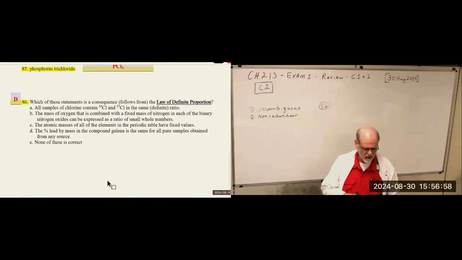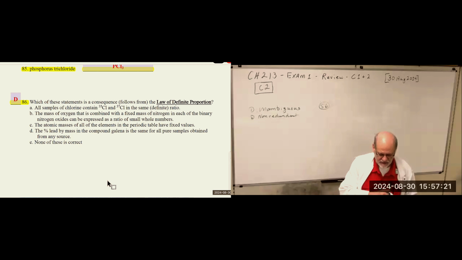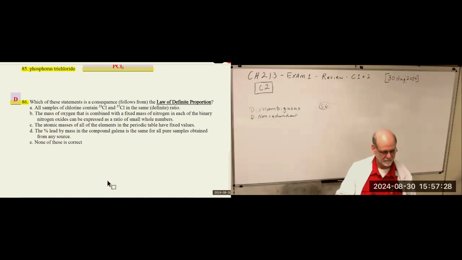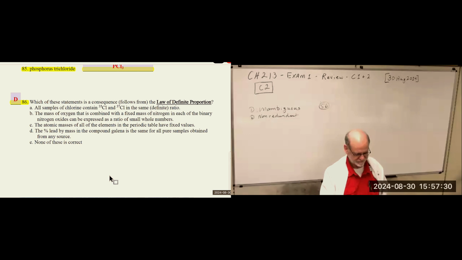C, the atomic masses of all the elements in a periodic table have fixed values. No. And they're not even fixed, actually. They're fixed for now, but the next time a periodic table comes out, they'll change. It might be in the fourth, fifth, sixth, or seventh decimal point, but they'll change. D, the percent lead by mass in a compound galena is the same for all pure samples obtained from any source. That's it. D. Definite proportions.